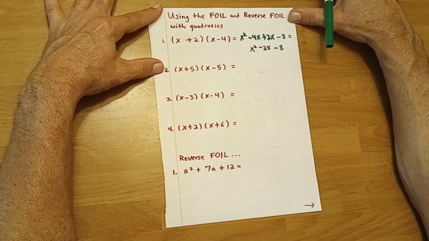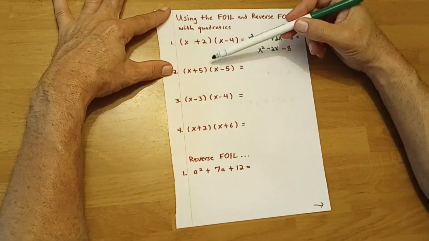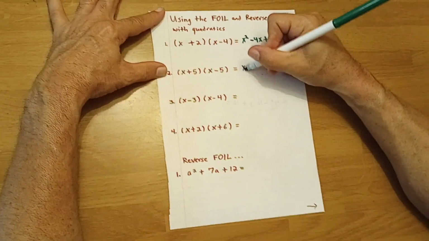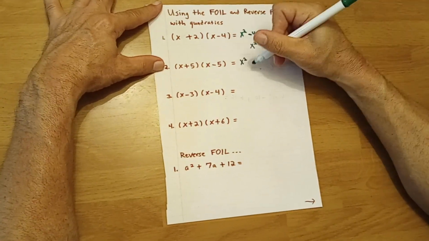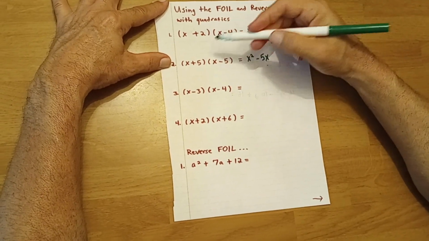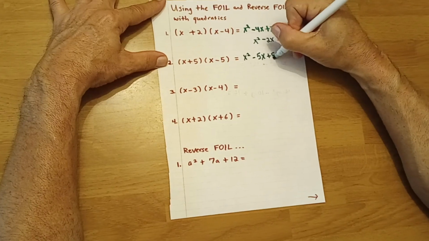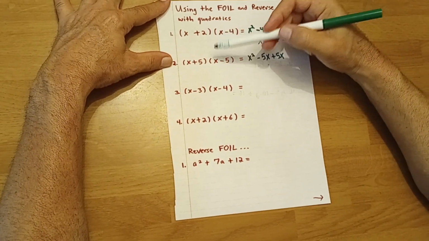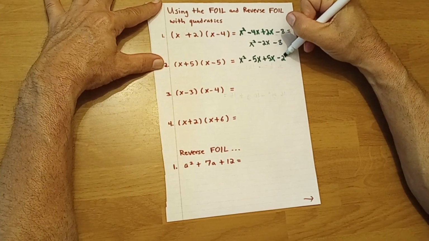Let's practice a few more. Okay, so we multiply our first terms. x times x is x squared. Outside, x times negative 5 is negative 5x. Inside terms, 5 times x is positive 5x. And last, 5 times negative 5 is negative 25.